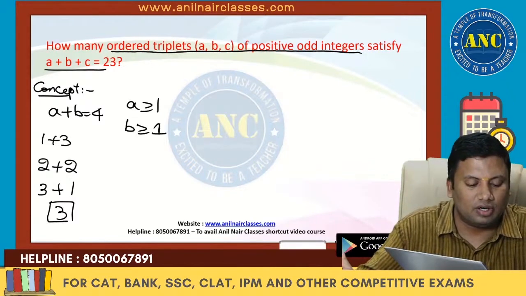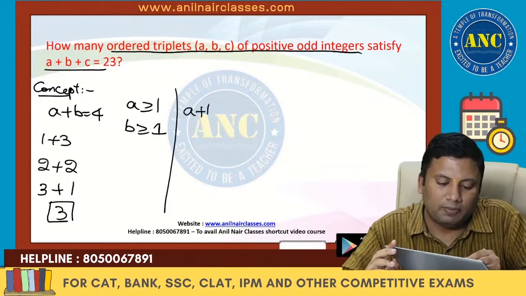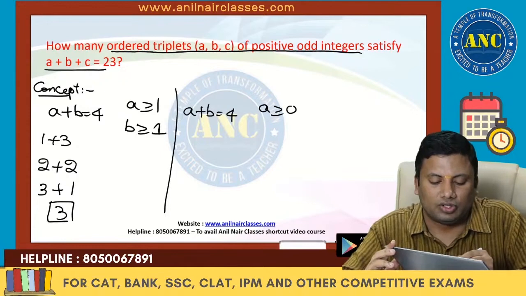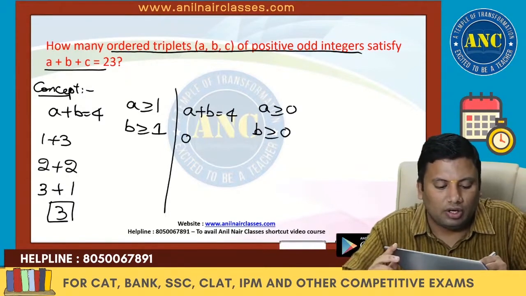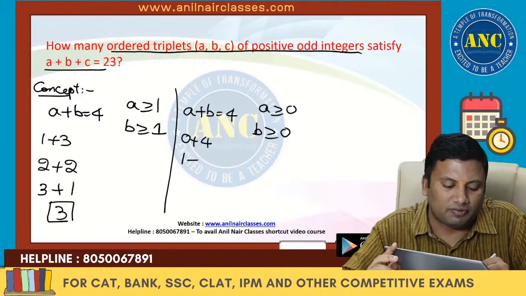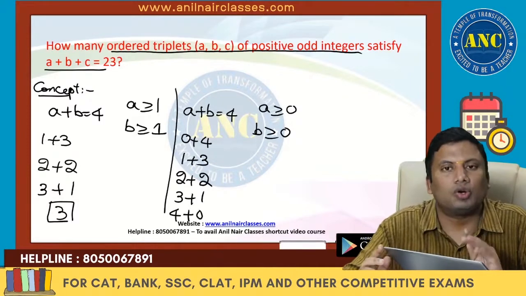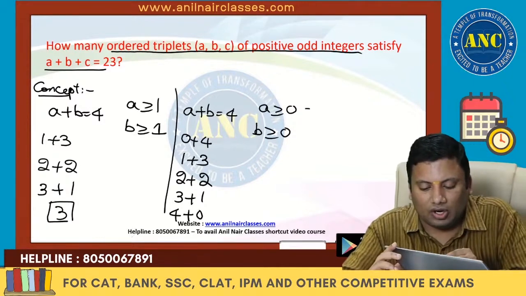Positive integral solutions 3. Suppose if the question is A plus B equivalent to 4, A is greater than or equivalent to 0, B is greater than or equivalent to 0. How many solutions we will get? 0 plus 4, 1 plus 3, 2 plus 2, 3 plus 1, 4 plus 0. You don't need to use any separate formula for this. This can be solved like this.